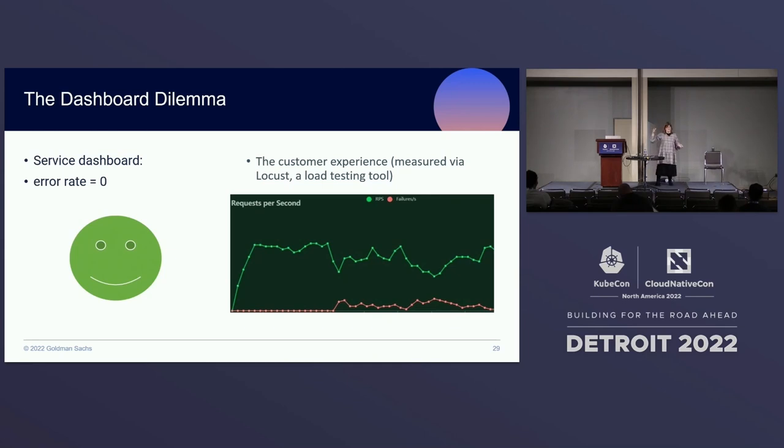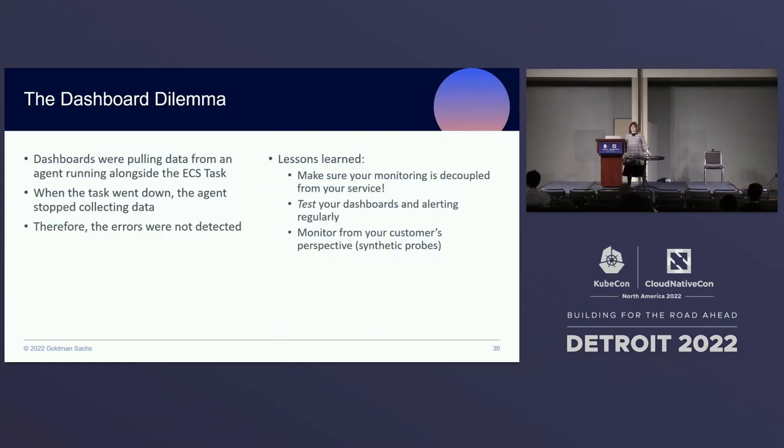And there, again, testing from the customer's perspective, we were seeing errors. So what was happening there was that the dashboards were pulling data from an agent that was running alongside the ECS task. When the task went down, the agent went down, and it stopped reporting those metrics. Right? And therefore, you didn't see those errors at all.